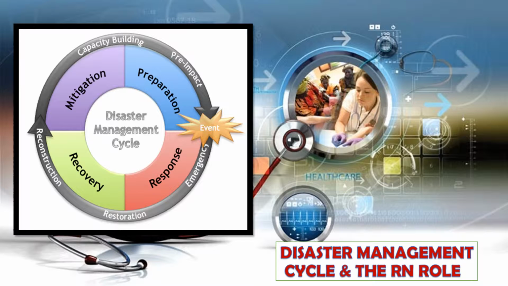The first stage is prevention or mitigation. This happens before the disaster happens. So mitigation refers to actions to prevent specific disasters from occurring or to reduce the severity of disaster effects if it cannot be avoided. So it's almost looking at what are we at risk of? How can we prevent it from happening? Or if we can't prevent it from happening, what can we do to reduce its effects?